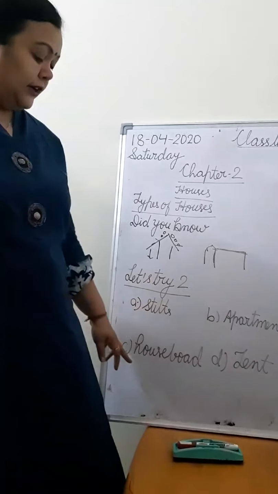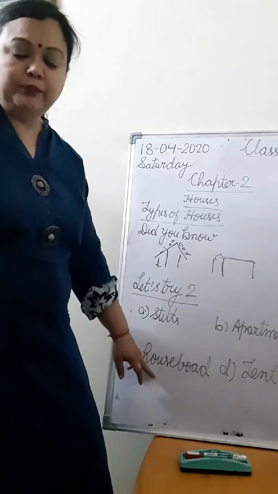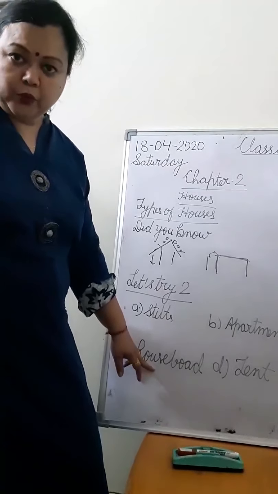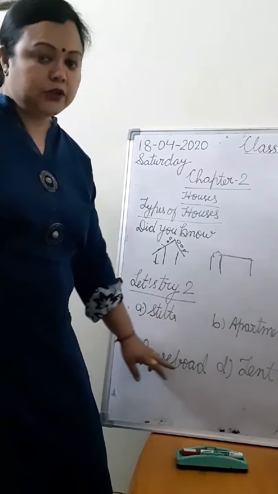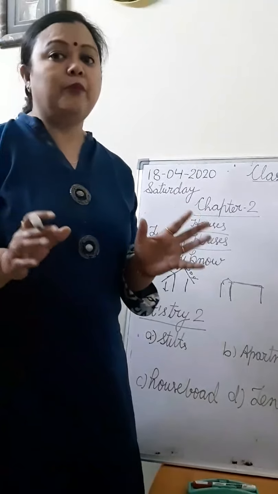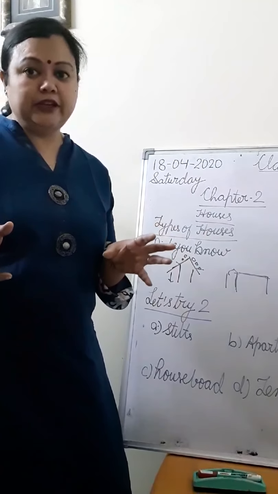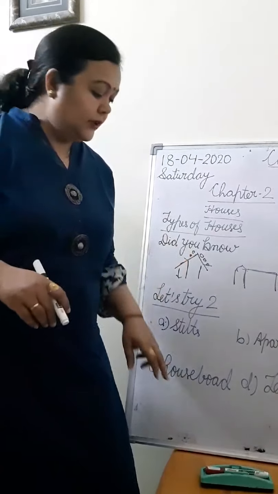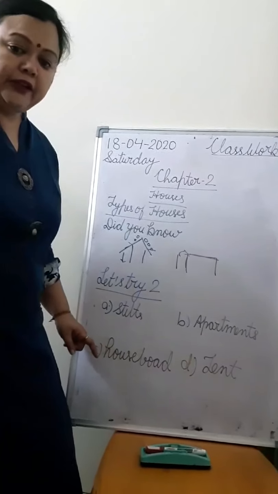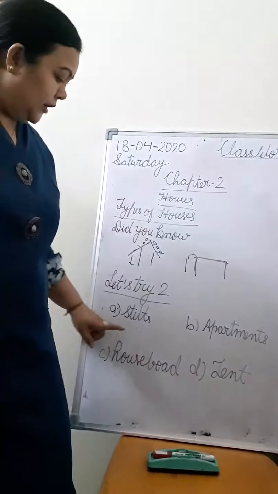Then you will find that a house is built on a boat. A house which is built on a boat is called the houseboat. Then you can find that there is a frame of poles, and a nylon sheet is put on that. So this is the tent. You have to write here in your notebook. You have to answer all four in your notebook.